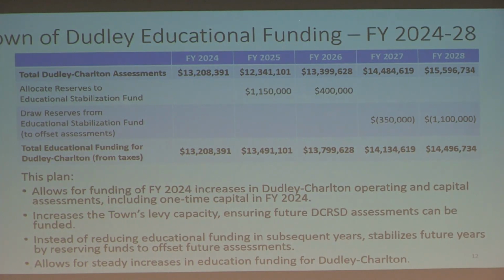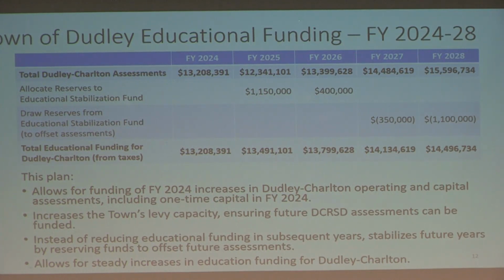By using the stabilization fund and allocating reserves to it, then reserves can be taken out in subsequent years to help with funding the Dudley Charlton assessments. So the plan as of now is to take $350,000 out of that fund in FY27 to lower the actual funding needed for Dudley Charlton by that amount for the town of Dudley, and a similar concept out in FY28, that amount being 1.1 million. So you can see 28 is probably the easiest way to look at this, but you can see the calculated projected assessment, 15.6 on that top row, with the reserves coming out of the stabilization fund of 1.1 million. The amount of educational funding from taxes for Dudley decreases to 14.5 in that year because that 1.1 is available to supplement.